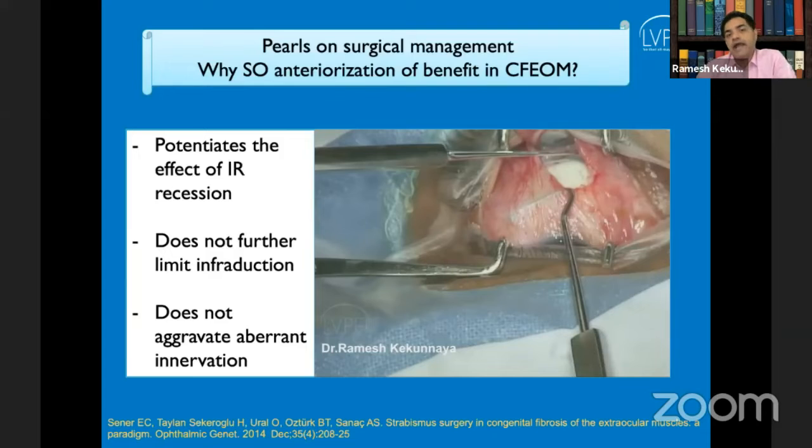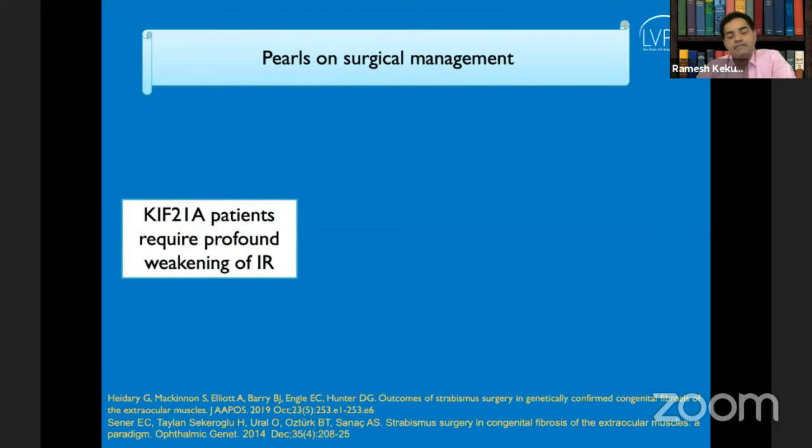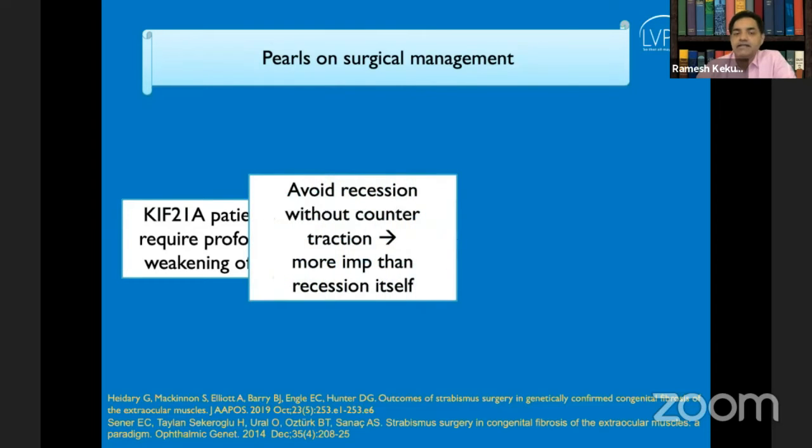So superior oblique anti-transposition can help in some of these patients with the supra-large recession and resection. KIF21A patients require profound weakening of IR, that is in type 1.